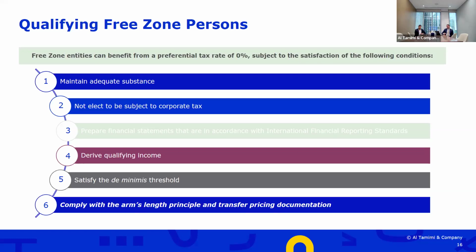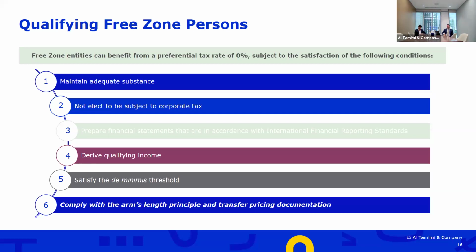And lastly, in order to be designated as a qualifying free zone person, you need to comply with the arm's length principle and with the transfer pricing documentation that Yanis was just discussing. And this means that even though a qualifying free zone person is subject to 0% tax and is essentially not paying tax, if they don't comply with the arm's length principle or they don't prepare the required transfer pricing documentation, they will be disqualified from being a qualifying free zone person and they'll be subject to 9% corporate tax on their income. And so the price of not complying is quite high, especially in the case of qualifying free zone persons.